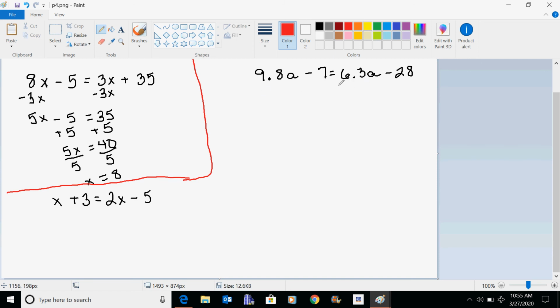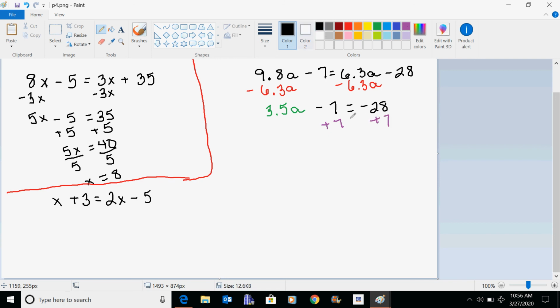All right, even when you have decimals, don't let that throw you off. I can still take away 6.3a. And this will give me 9.8 minus 6.3 gives me 3.5a. I still have my minus 7. And I have now, this is gone, and I'm left with minus 28. I did that thing to both sides.